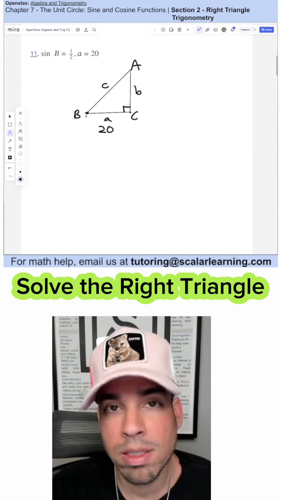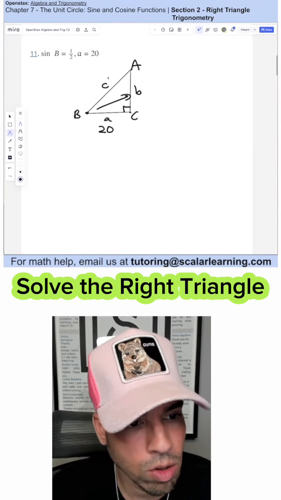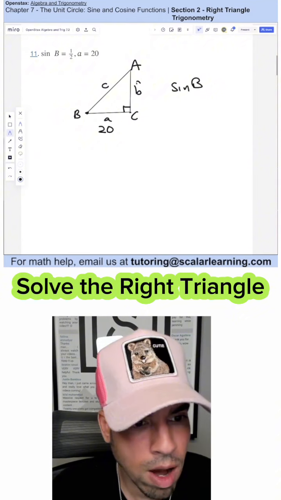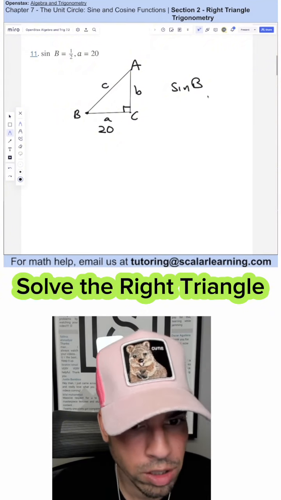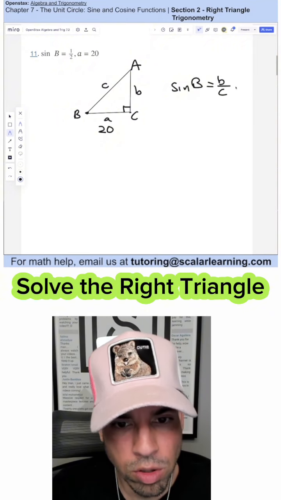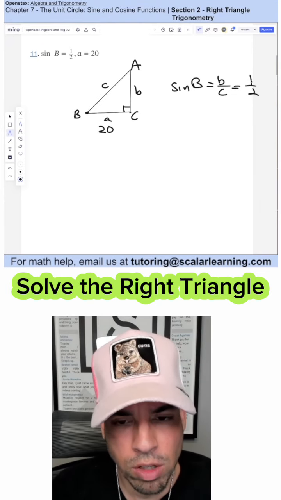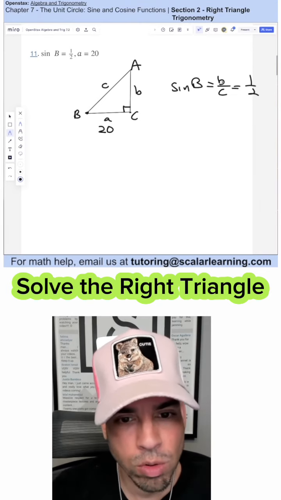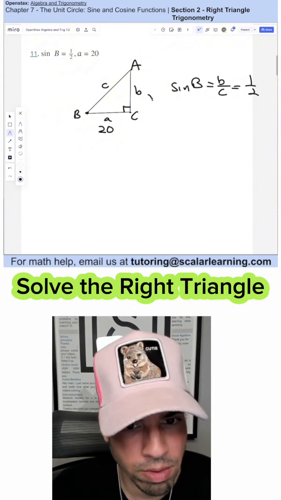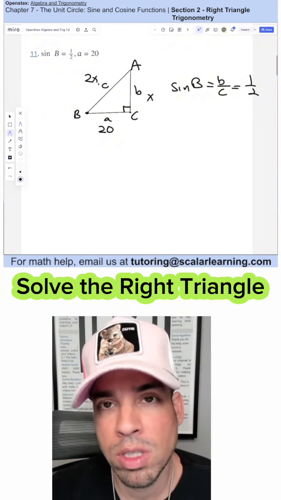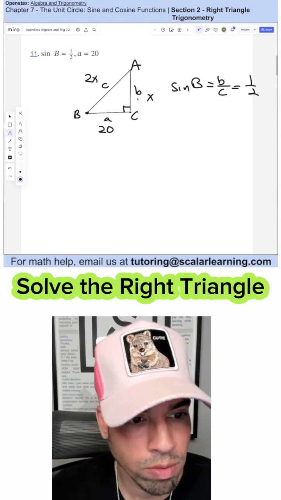So what is sine of B? Sine of B is opposite over hypotenuse. So since sine of B is also opposite over hypotenuse, which is B over C, we also know that this equals 1/2. So I basically know that B over C equals 1 over 2, which means that there's a relationship between B and C. If B is 1X, C would be 2X. So now we can use this via Pythagorean's theorem to solve for B and C.